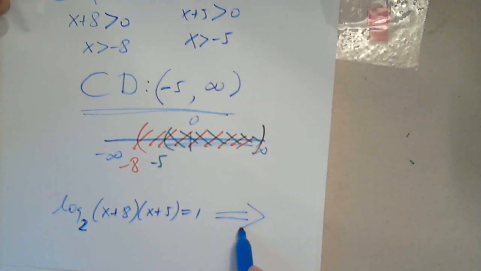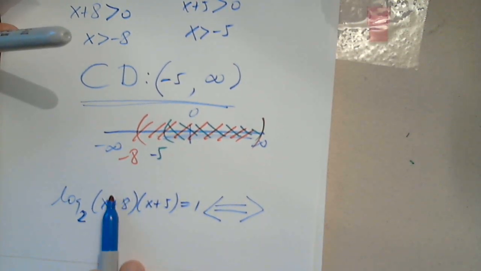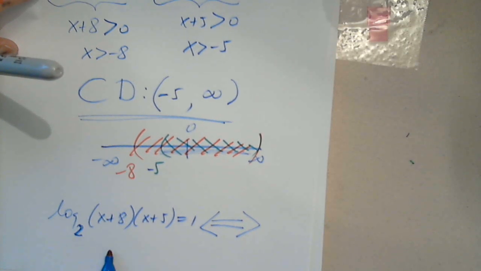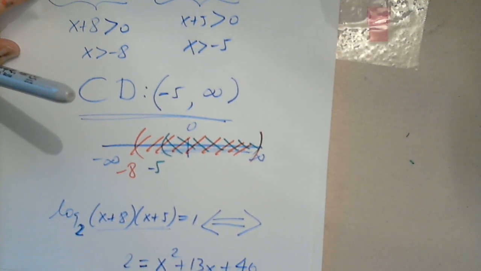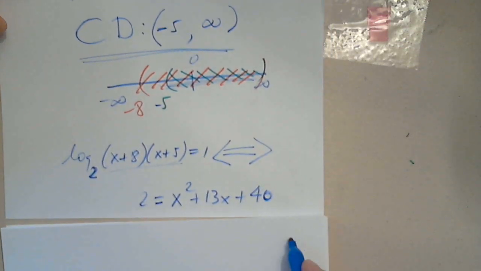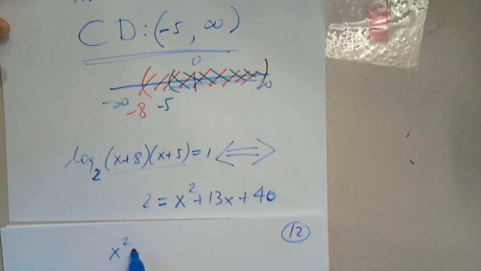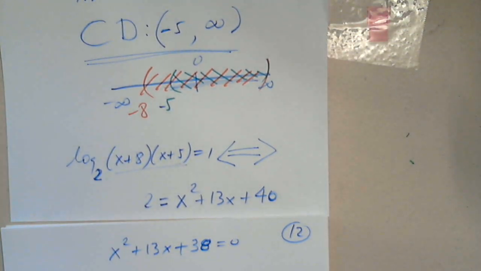And now we are ready to change this into an exponential equation. We start with the base and we go counterclockwise. 2 to the first power equals this, and I'm going to multiply it. x squared, 8x plus 5x, 13x plus 40. Now we are solving the quadratic equation. So this is x squared plus 13x plus 38 equals 0. Subtract 2 from both sides.